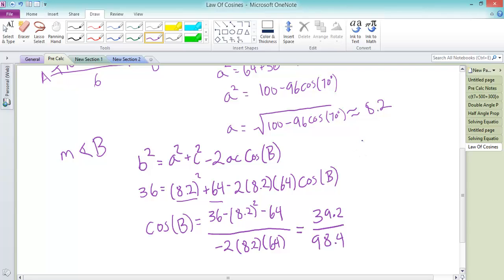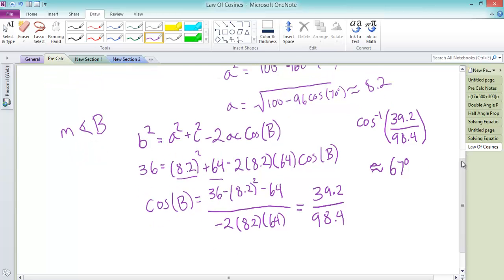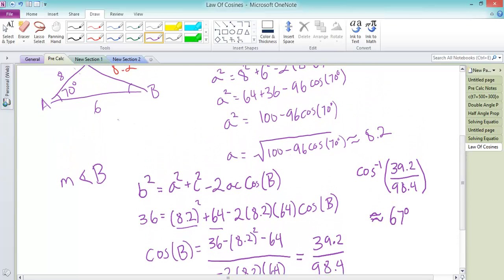I'm going to ask my calculator, what is the cosine to the negative 1, or the arc cosine, of 39.2 over 98.4. That's less than 1, so my calculator won't give me a domain error, and it's going to tell me that it's approximately equal to 67 degrees. I just rounded to the nearest degree. You guys can round to the nearest degree just to make our lives a little bit simpler. I'm not going to ask for 3 decimal places like we normally do. I wouldn't count it wrong if you gave me 3 decimal places. So this is 67 degrees.